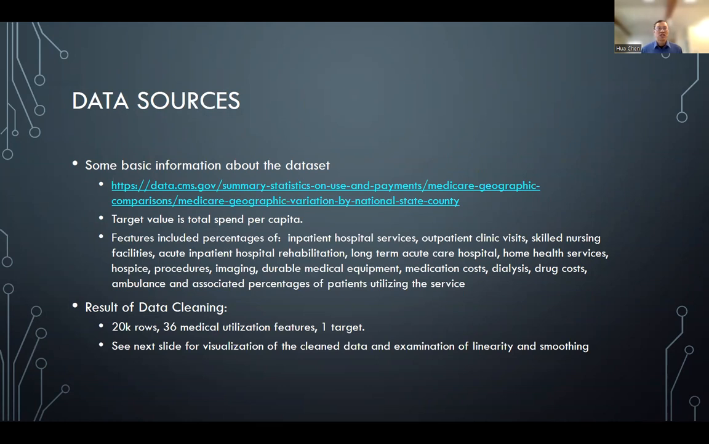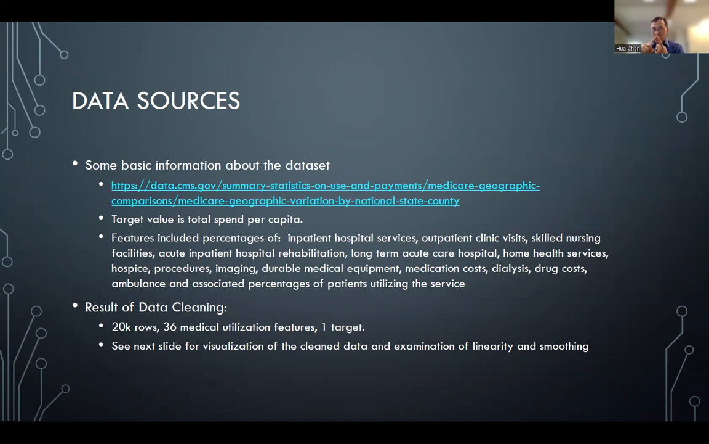My target value is actually going to be the total per capita spend per member. So the more we're spending per member, the more expensive the care is. The less we're spending, the cheaper the care is. And what I'm trying to do is figure out the utilization of these services, such as inpatient, outpatient clinic visits, skilled nursing facilities, inpatient hospital visits, rehabs, long-term care hospitals, home health services, all these different categories of spending, and find out which one of these tend to drive up the cost of medical care, which one of these drive down the cost of medical care.